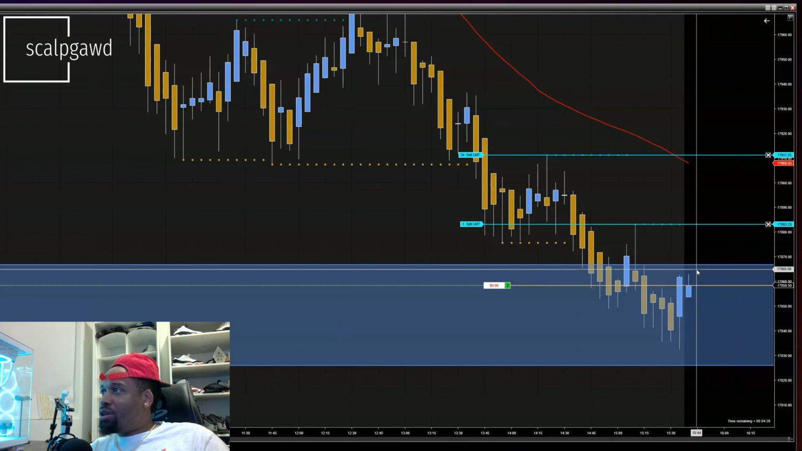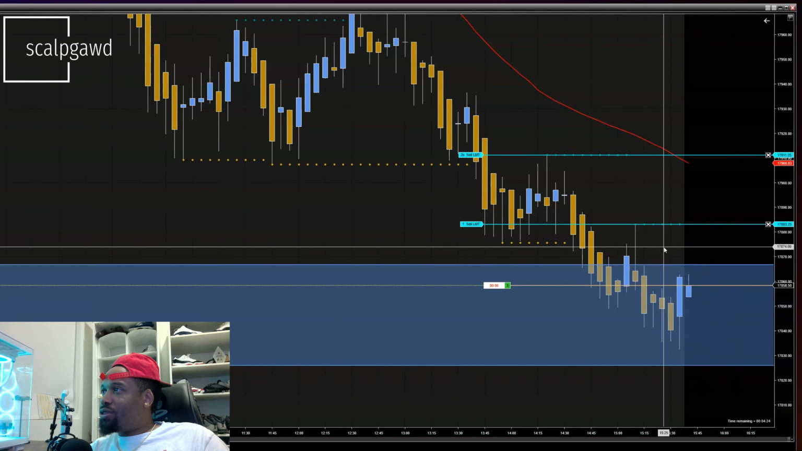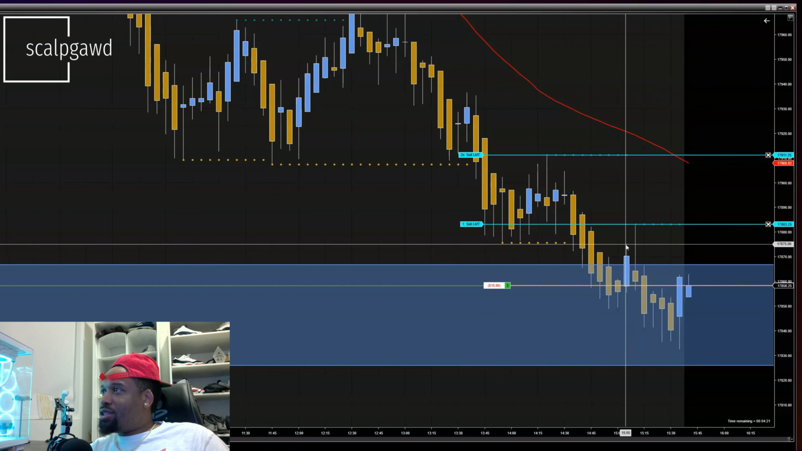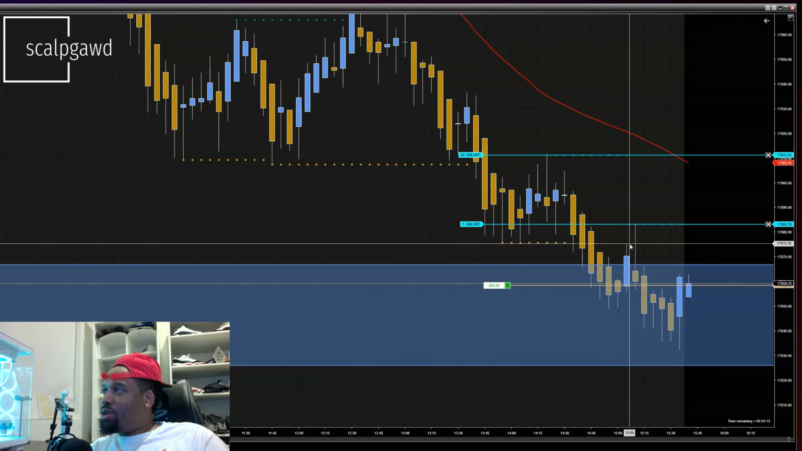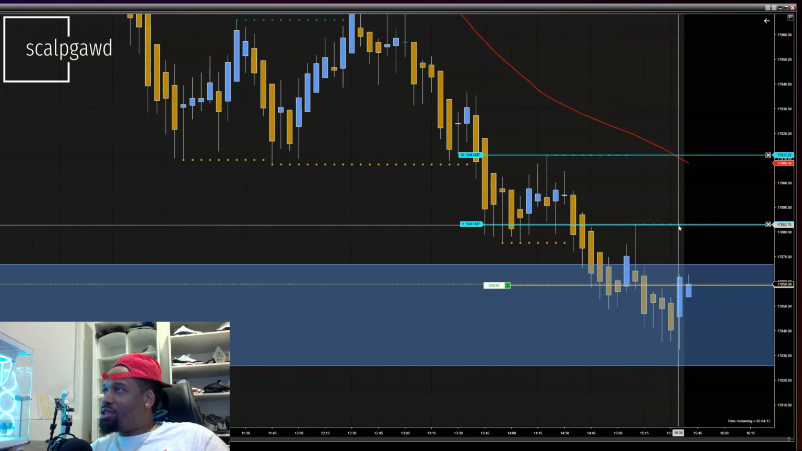So if we get a good close above this, then I'll be more confident to at least get to this little range right here on this 5 minute. If we get a close above this or just a strong push above this area right here, then I expect this to be reached.